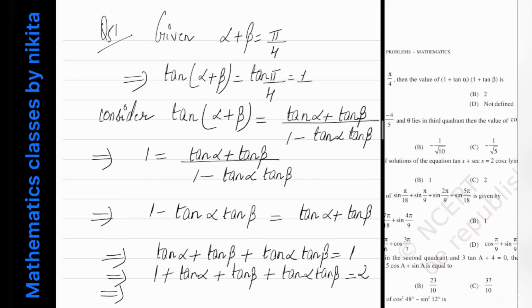And now this implies, what you can do is, take tan beta common from these two. So what you will get: 1 plus tan alpha plus tan beta into 1 plus tan alpha is equal to 2. And now I will take common 1 plus, here tan alpha will come, sorry. So this is alpha. Now take common 1 plus tan alpha. So you will be left with 1 plus tan beta.